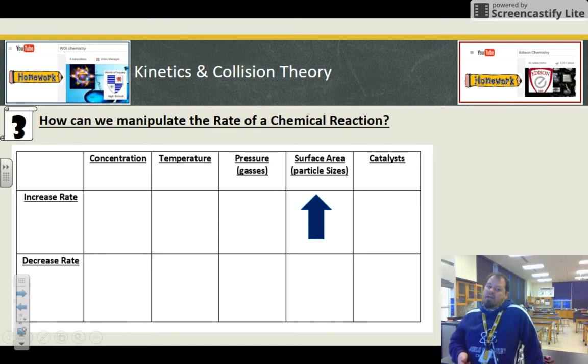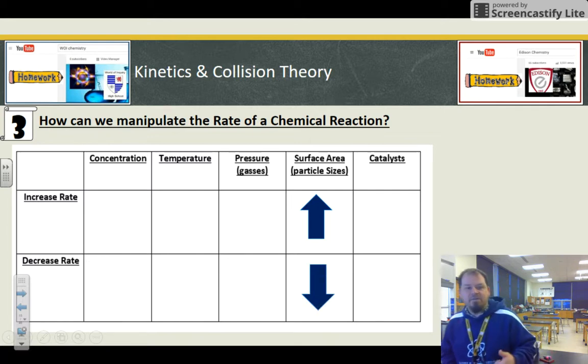Surface area, break it up. A chunk versus a ground powder. A ground powder has much more surface area in the same mass. More surface area means more contact sites. More contact sites means more chance for correct orientation, hence increased rate. Okay, good. Decreased rate. If I decrease the surface area, if I keep the thing whole, I will make the reaction go slower.